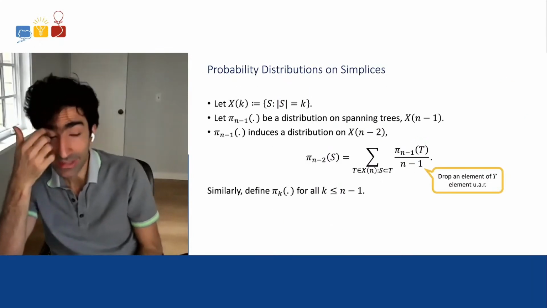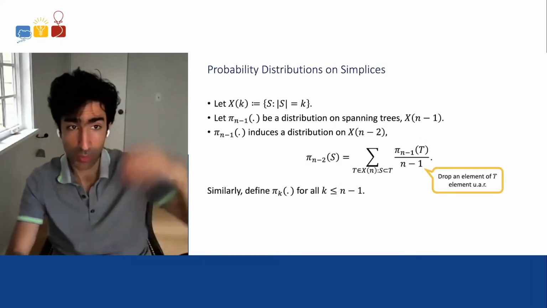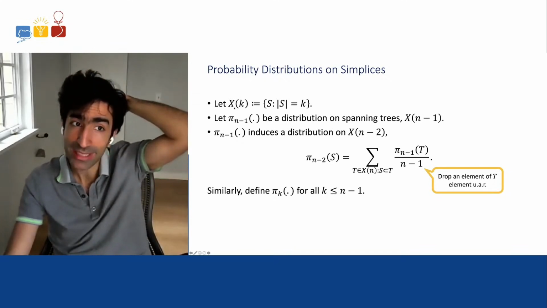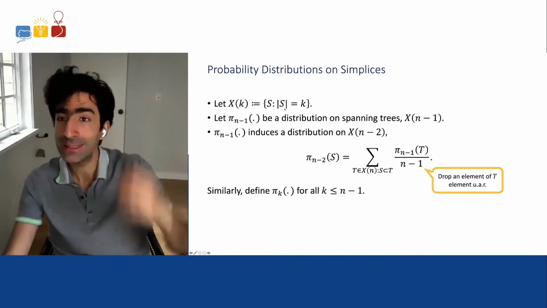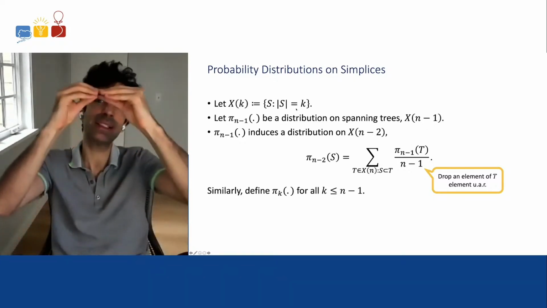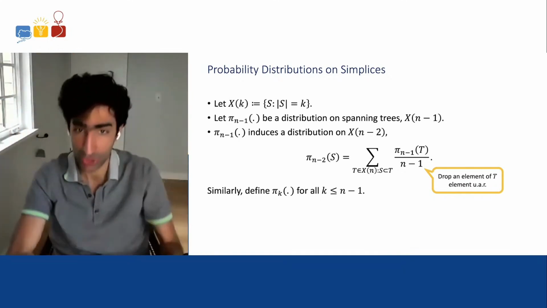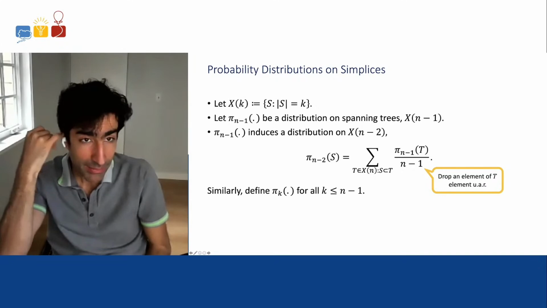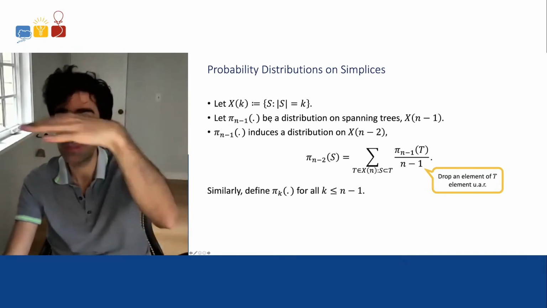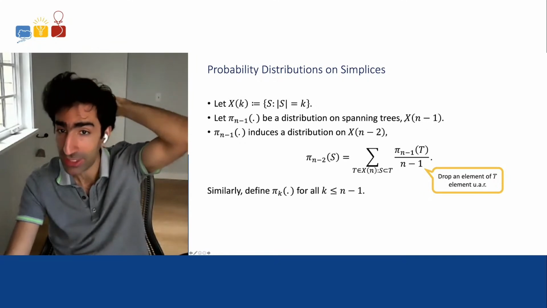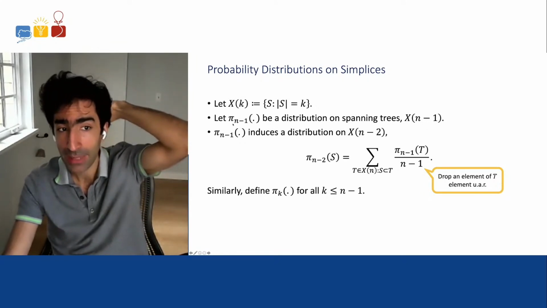Okay, so let me just define some notation which will be useful. If you fix an integer k, I'm going to write X(k) to denote faces of my simplicial complex that have size k. This would basically be level k of this diagram I've been drawing. Here's another notation. Let's say you fix some distribution on top faces of my simplicial complex. In our particular case, you fix some distribution on spanning trees, pi_{n-1}.